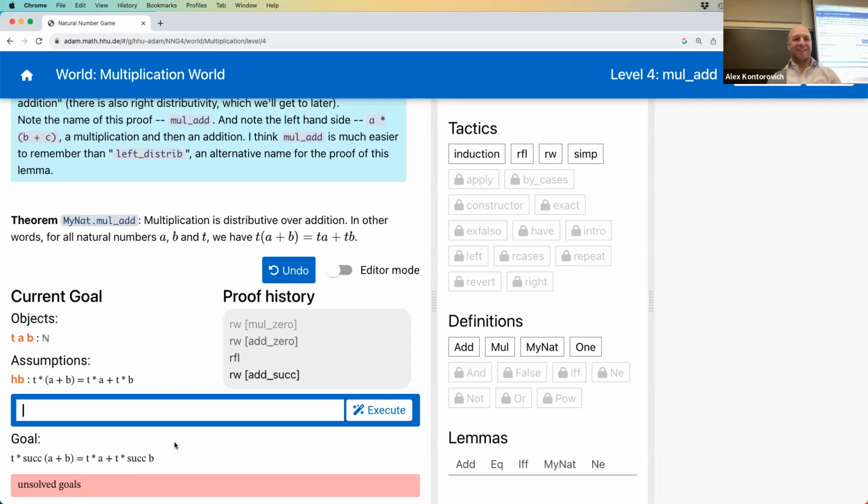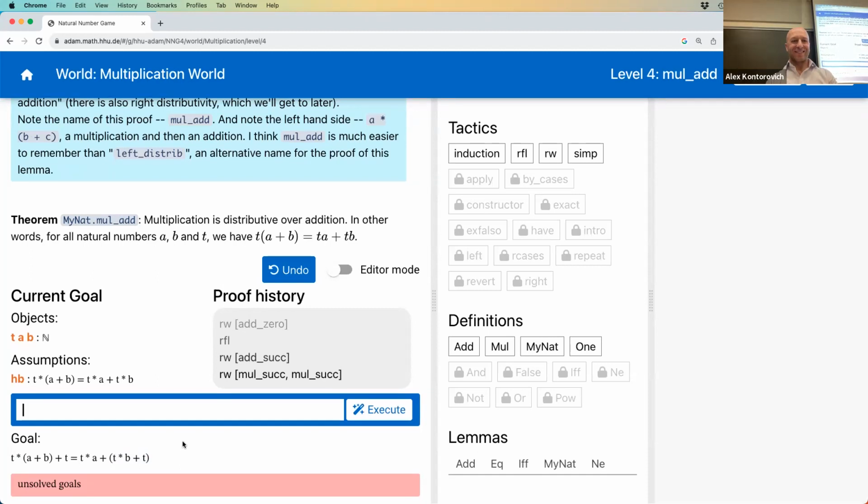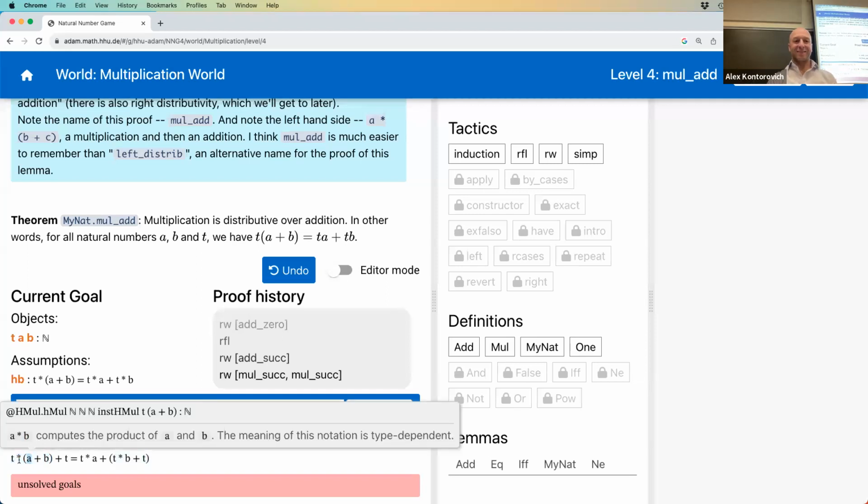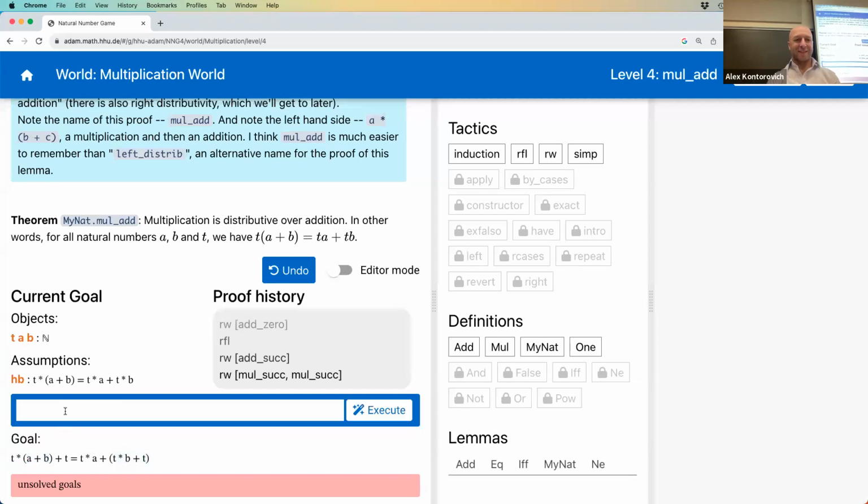Then apply a mul suck. Mul suck and mul suck. You said apply, but apply is another tactic that we'll get to later. Okay, so we cleared both of those mul sucks. And now what? What were you going to say? Yeah, so let's use the induction hypothesis. B.